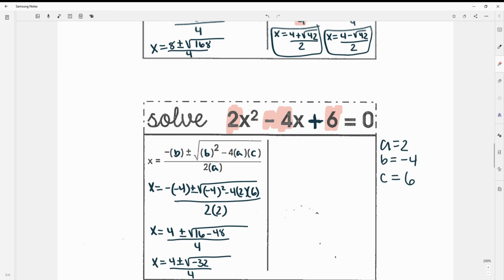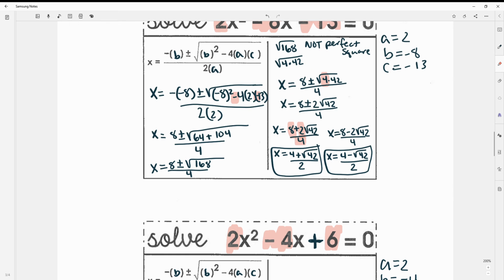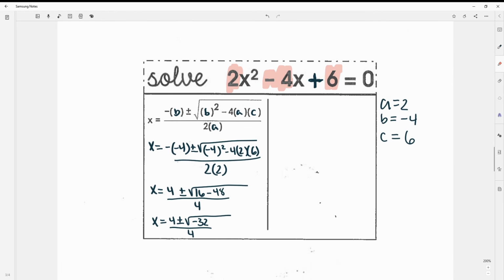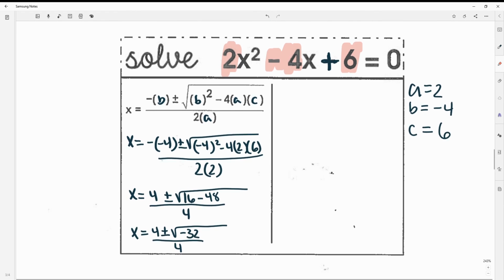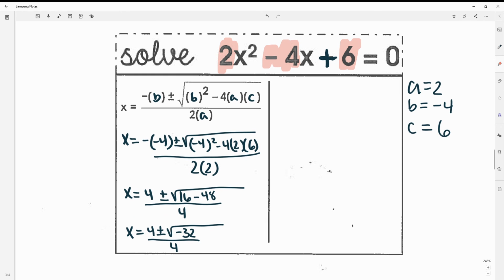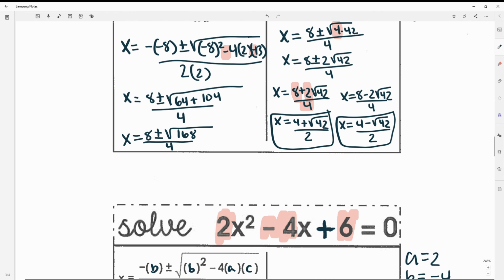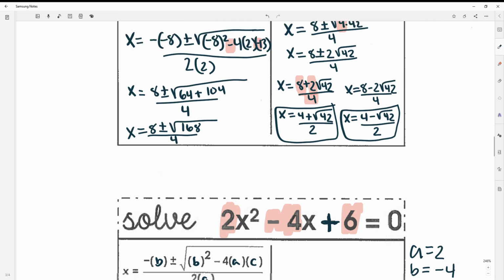Right, just like we did this part right here, we hadn't done one like that. We haven't done one like this. We haven't done one where we get a negative underneath the radical. If we would have gotten positive, or whatever it was, we probably could have gotten an answer. This is still an answer. Okay, even though it doesn't look pretty, it's still an answer.